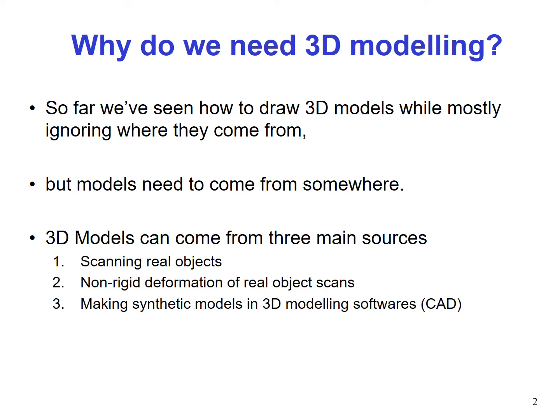3D models can come from three main sources. The first one is scanning real objects, similar to the 3D face that I showed you in a previous lecture. The second source is non-rigid deformation of real object scans. So this again involves scanning real objects. Both of them actually start from real objects and then give you different shapes. The third method is making synthetic models in 3D modeling software, such as computer-aided design software.